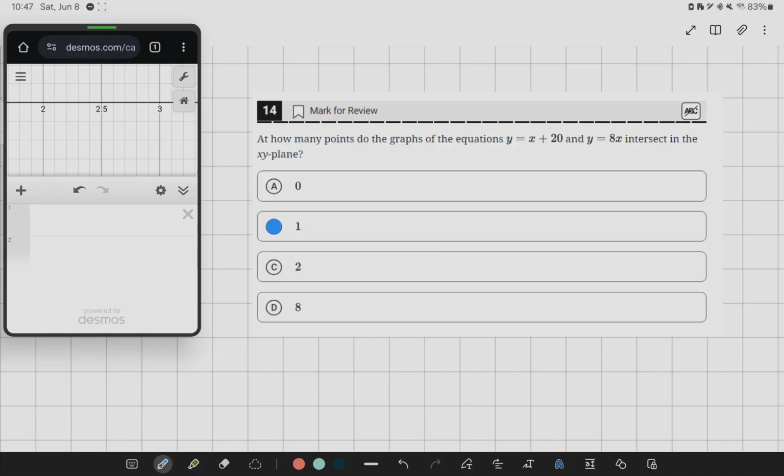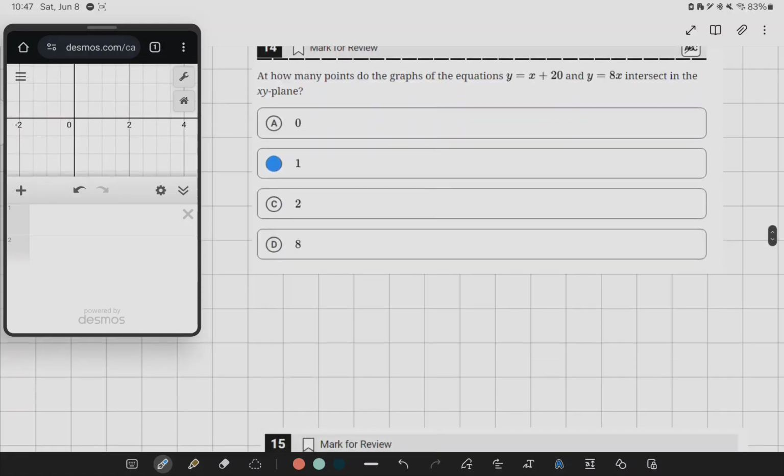Now if we solve this one using algebra, we can just set them equal to each other. So you'll have x plus 20 equals 8x, and then you can solve from here. Subtract an x from both sides: 7x equals 20. Divide both sides by 7, and you get x is equal to 20 over 7, which is just one value.